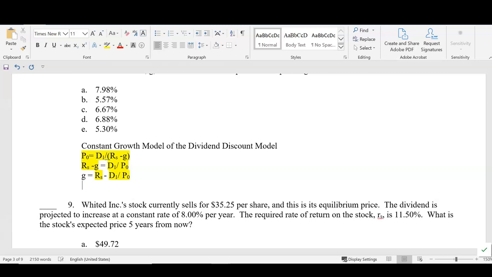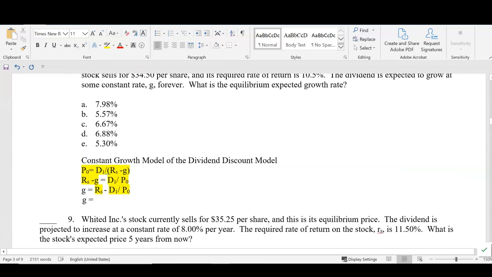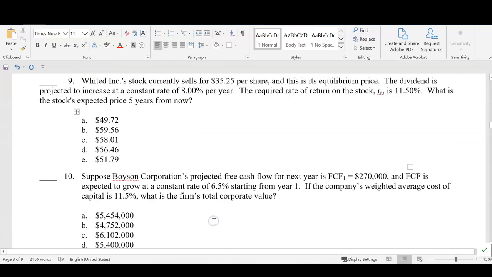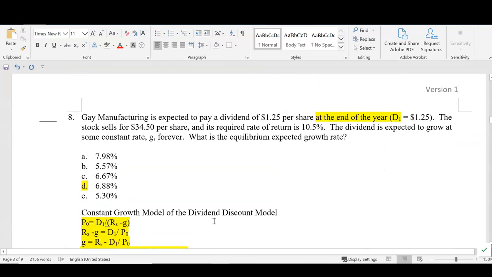So G equals RS, which is given by this question, 10.5% as the stock return. We need to minus D1, which is 1.25, divided by P0, which is 34.5. This should give us a constant growth rate of 6.88%. So we should choose D. Okay, this is question 8.